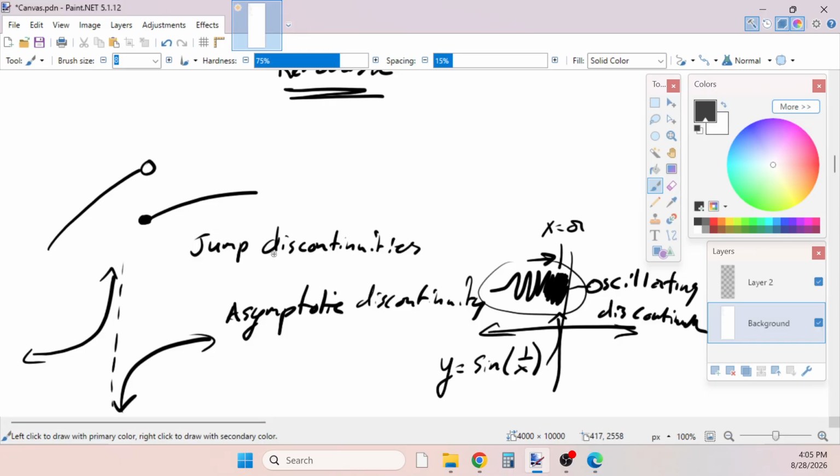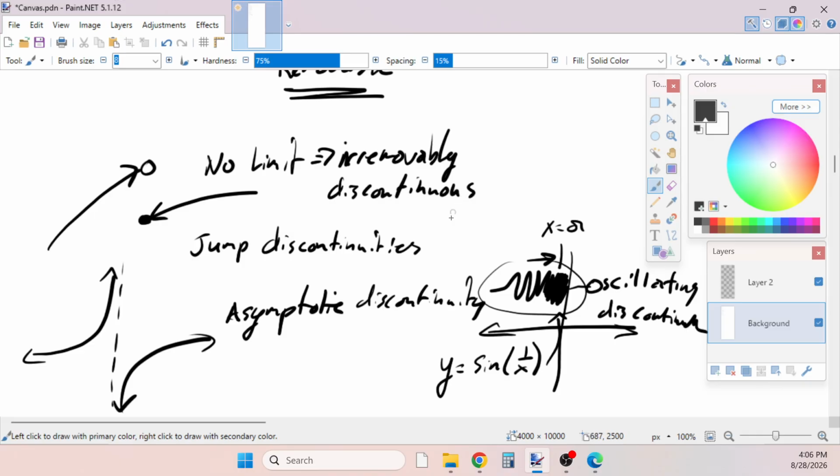So the reason that these functions are not continuous is because in these three cases the limit doesn't exist. There is no single y value that the function points to here. No limit means that the function can't equal the limit, means discontinuous, and irremovably so. All of these are irremovable discontinuities.